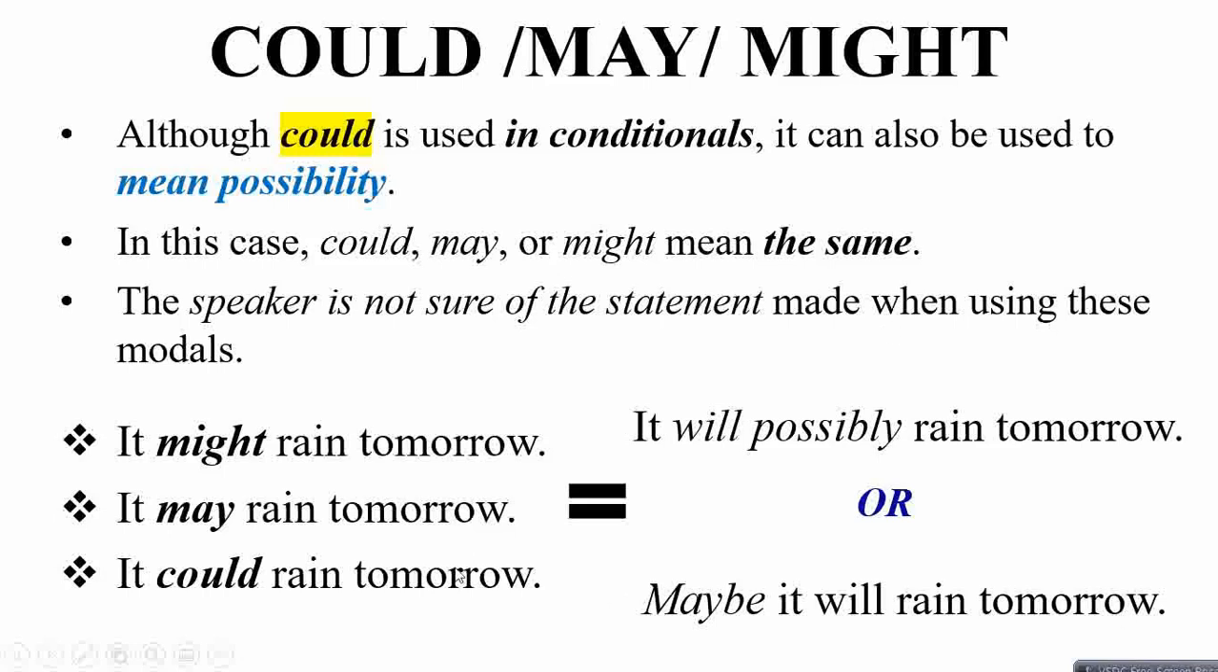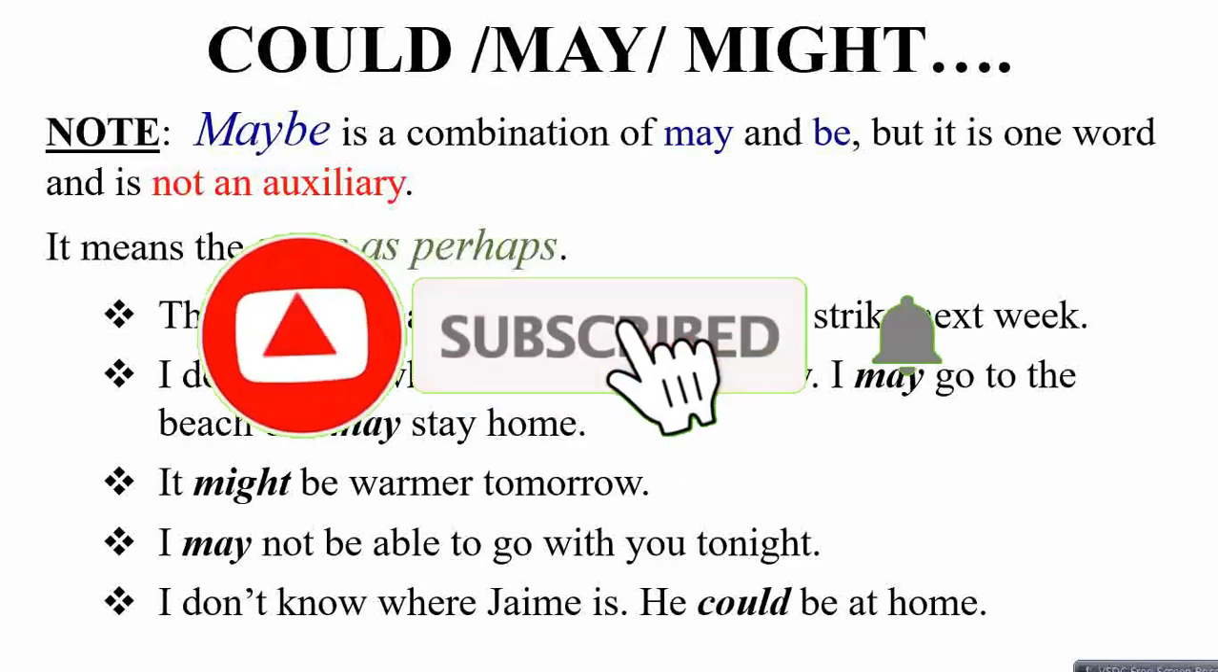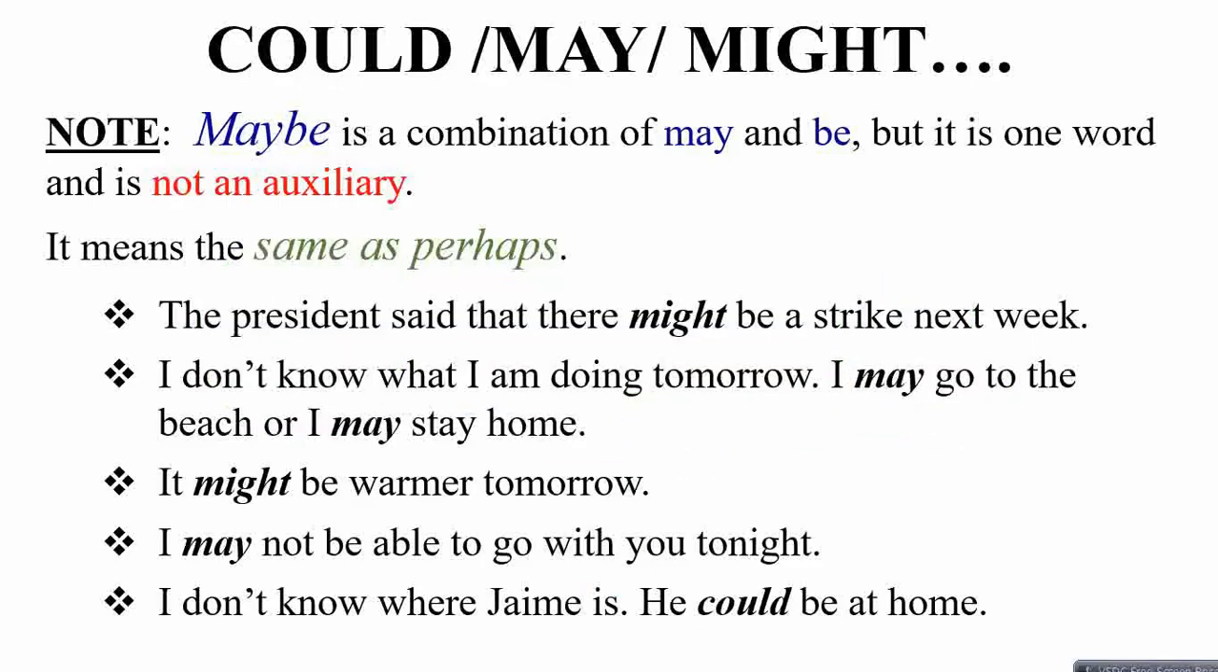What you say. In case of the possibility you are not sure, then आप may, might और could को interchangeably इस्तेमाल कर सकते हैं. Note maybe is a combination of may and be, but it is one word and is not an auxiliary. जब हम maybe को लिख रहे हैं तो ये it's a one word, it's not an auxiliary, so we should be careful when we write.